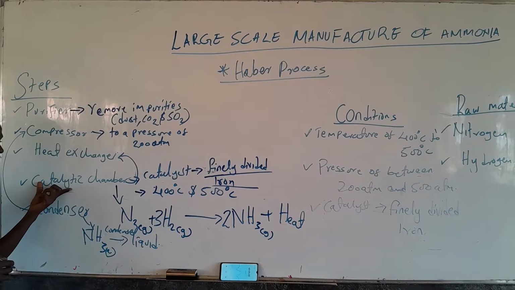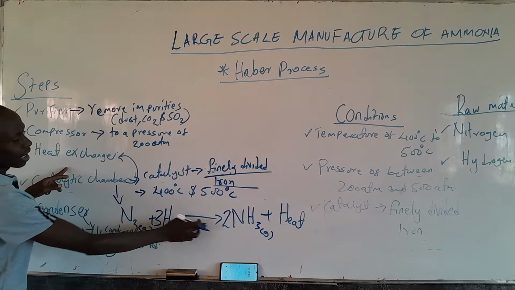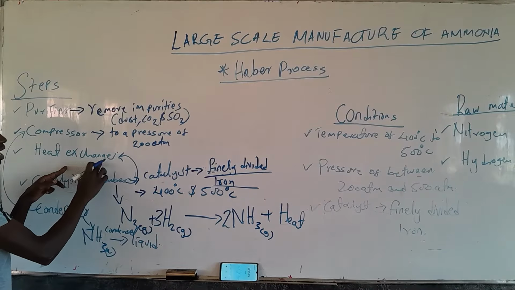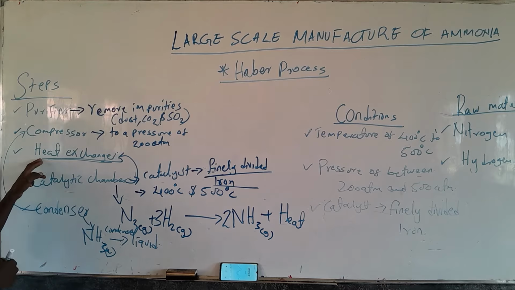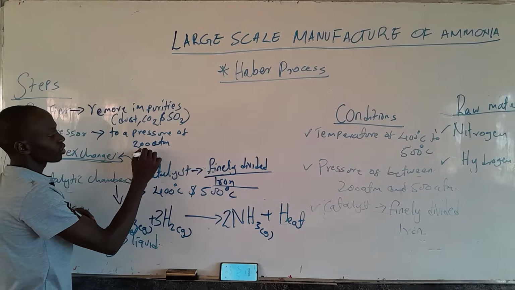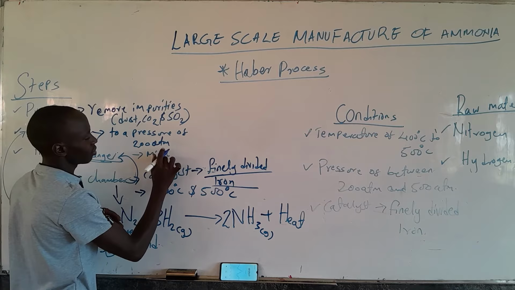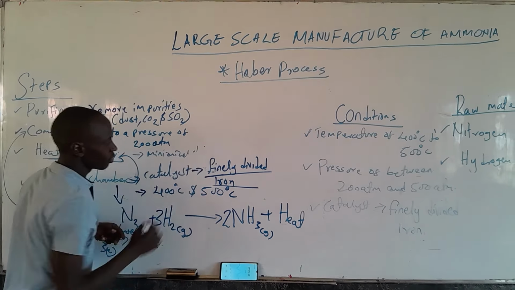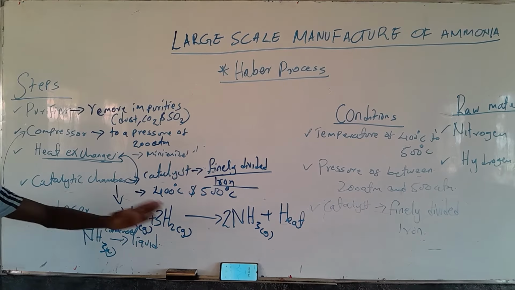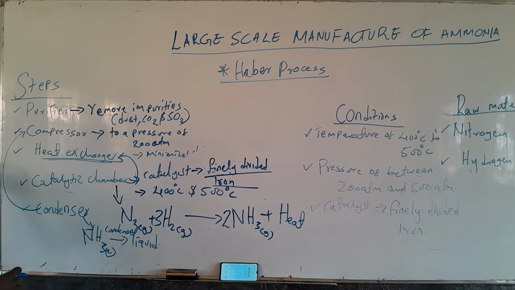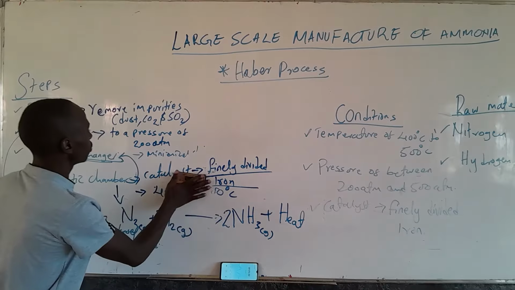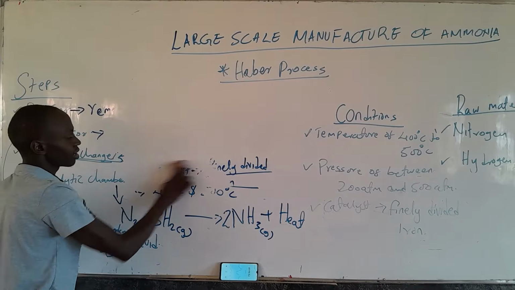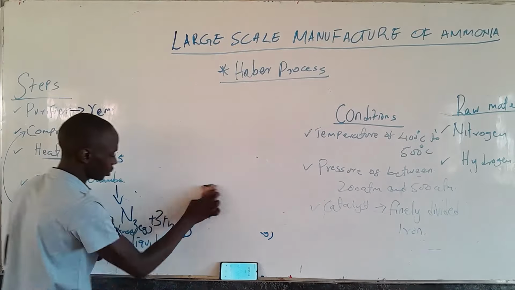The heat obtained from the hot ammonia gas is used to heat the gases that will be brought in. That heat is used to minimize the cost of production. That is why we recycle the heat, whereas in the condenser we recycle unreacted gases. That will lead to low cost of production. We can summarize the whole process by use of a flowchart.